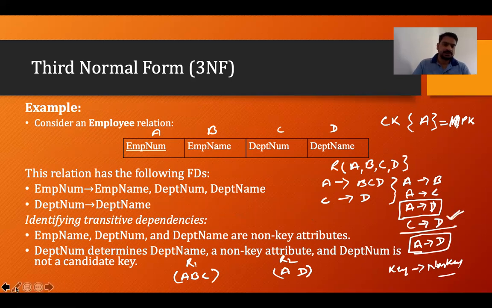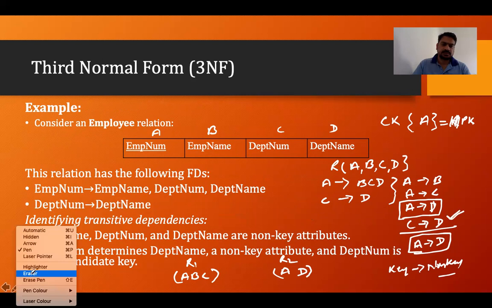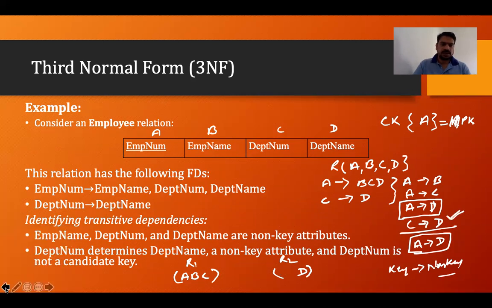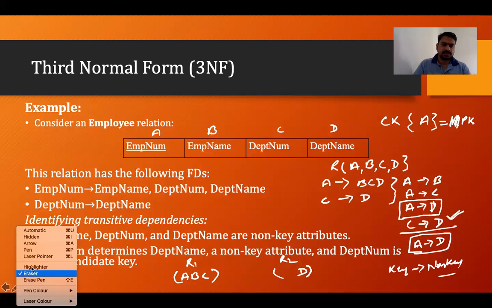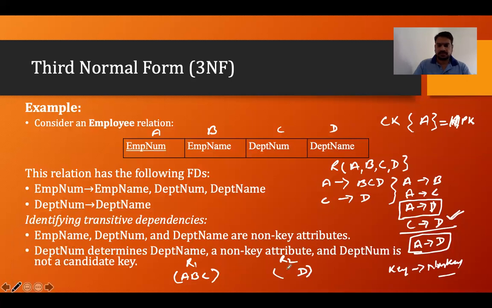So here it will be like this. CD in one table, because this particular functional dependency is creating the problem, because of which we got A determines D as a separate functional dependency. So CD will be in one table, and the rest of the attributes are in one table. So A, B, C will be in one table.